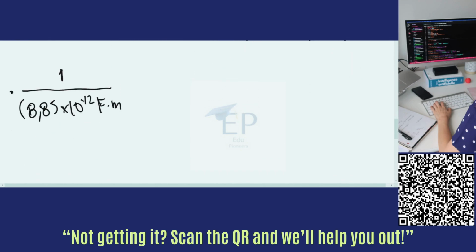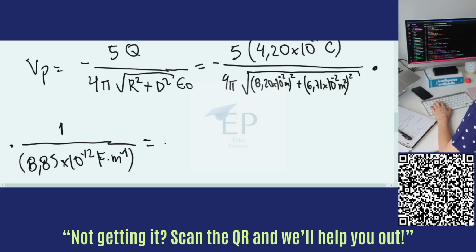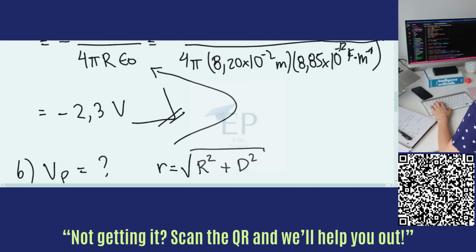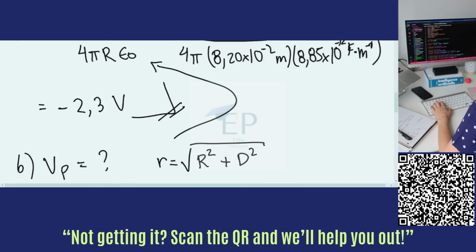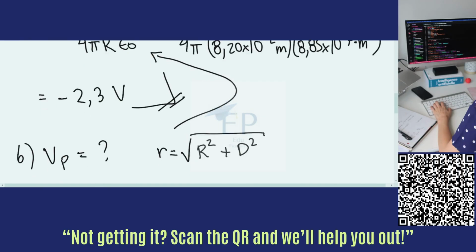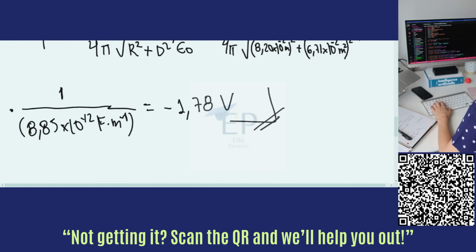So putting all of this into the calculator, we obtain minus 1.78 volts. And this is the electric potential at the point P. We can see that this result is correct because the value is less than the one we obtained before, and it should be because we are far away from the uniformly charged circle, so it should be less. This is it for this problem. Thank you.